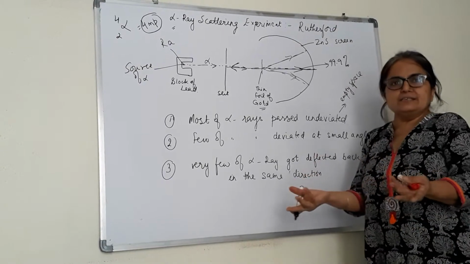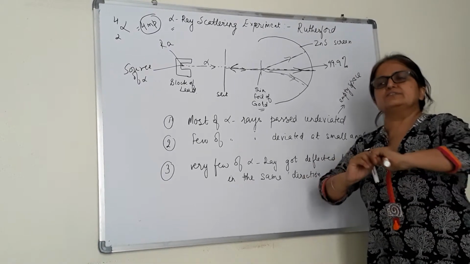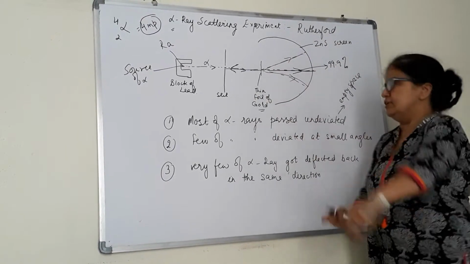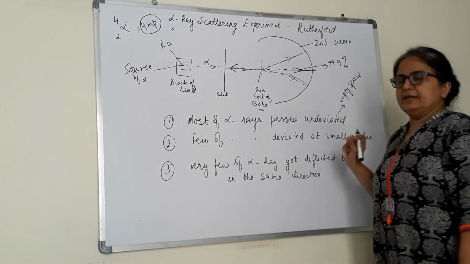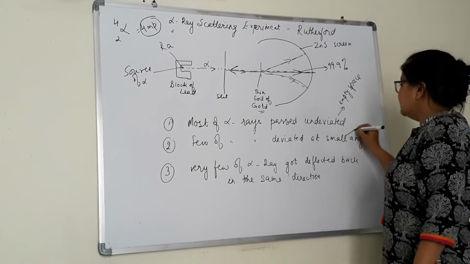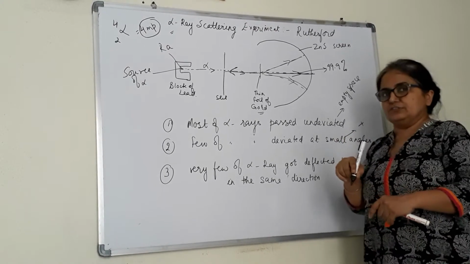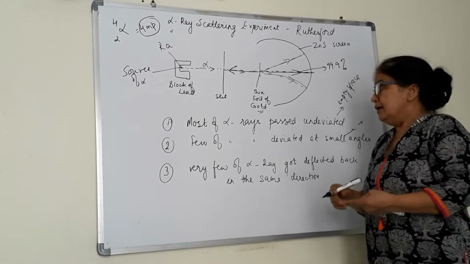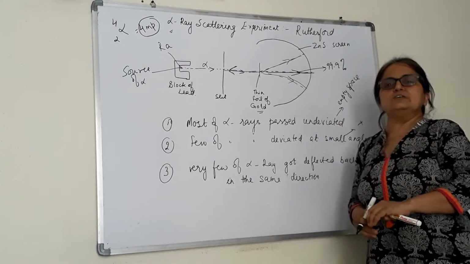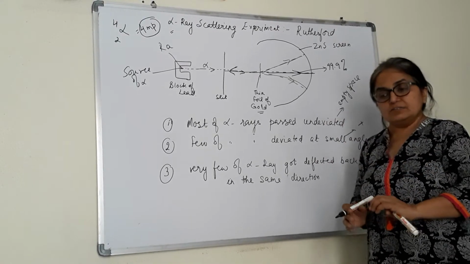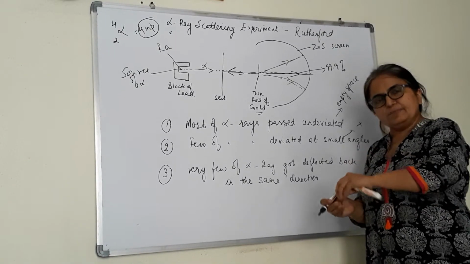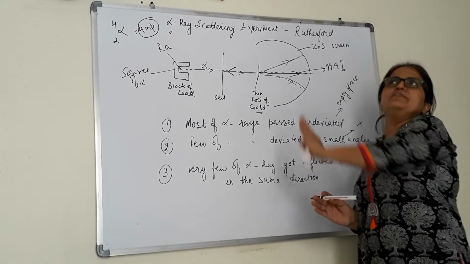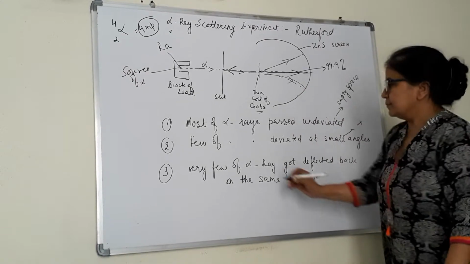That is why nothing is happening to them. Alpha ray particles are just moving without any deviation. Few of the alpha ray particles got deviated. That means there is something positive. Like charge particles repel. There must be some similar charge present in the atom, because when alpha rays are coming, they are hitting something positive, then only they are getting deflected at the small angle.